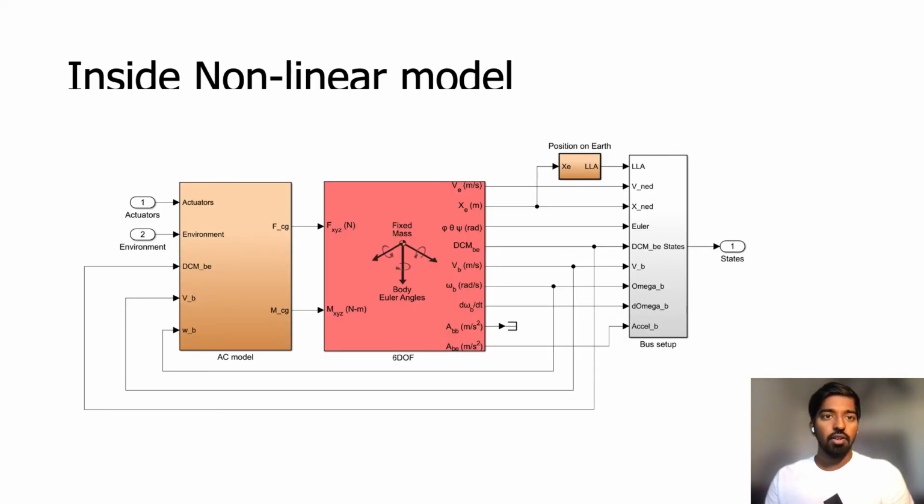This is inside the nonlinear model. The left block is the AC model, which contains the actuator models and the model of how environmental disturbances impact the system. Simply, the forces and torques are calculated inside here, and these forces and torques are fed to the 6 degree of freedom model. This 6 degree of freedom model is a rigid body model that comes with the Aerospace Blockset. This is an existing model, so this is a perfect example where we do not need to write any new equations for the motion of the rigid body. We need to determine the parameters like mass and inertia by ourselves here.